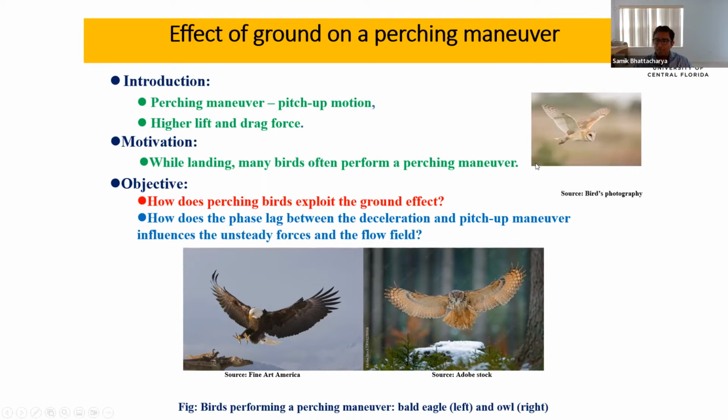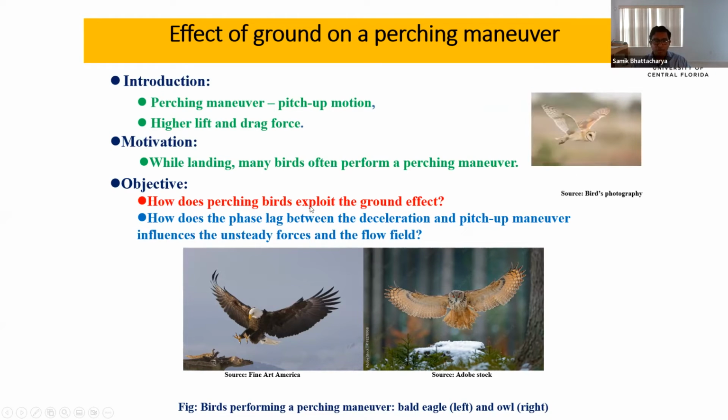Any engineering aircraft, if it tries to perform the maneuver, it will go into the stall regime and it will just crash. But nature is able to control the flow, and the way it does, due to the perching maneuver, a leading edge vortex forms, and that gives the lift capability, lift augmentation. So what we are interested to see in this problem is, since most of the landing happens close to the ground, whether the birds are able to use the ground effect.